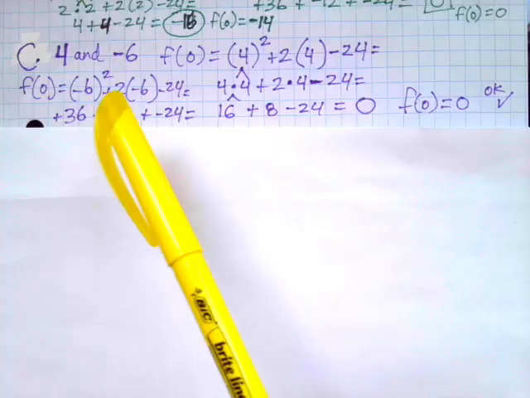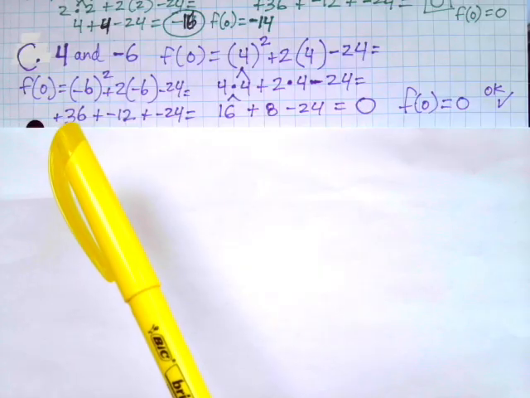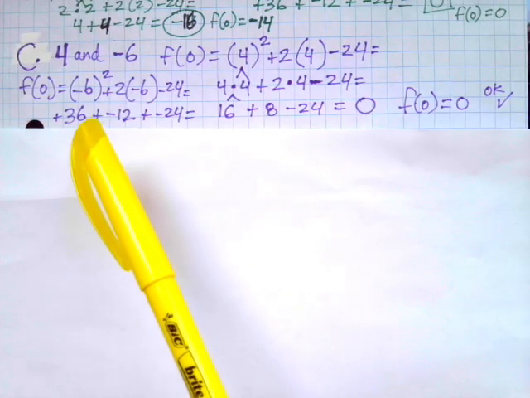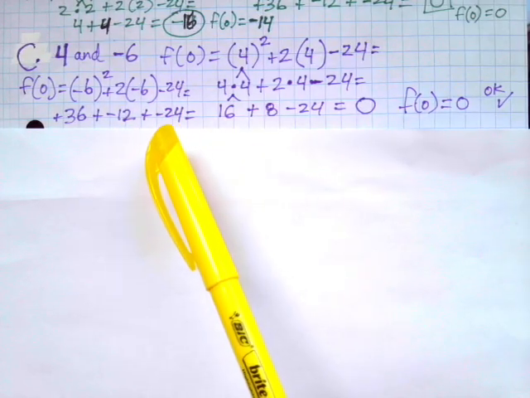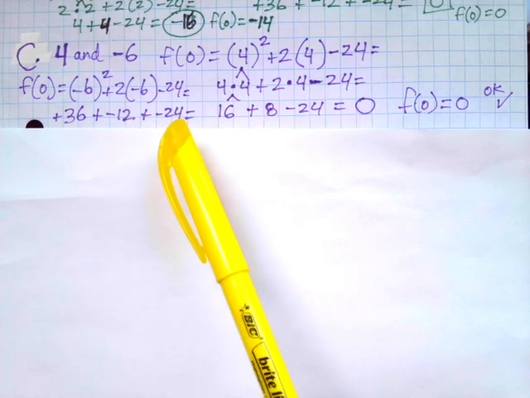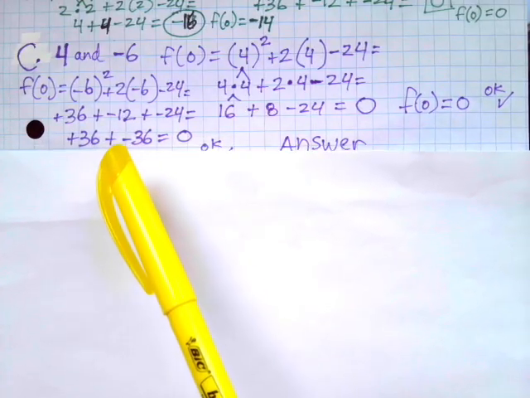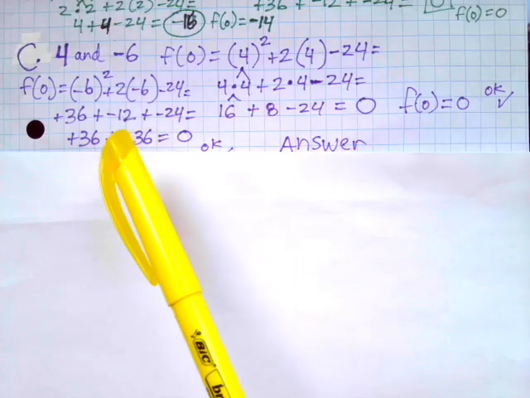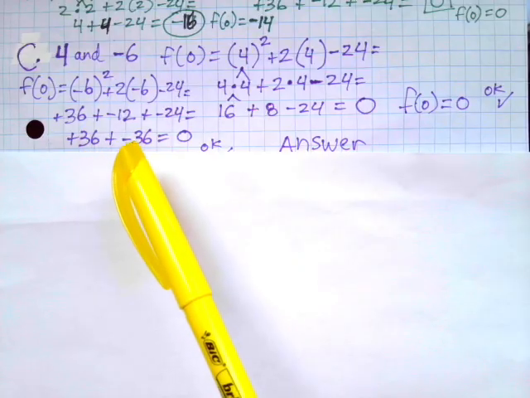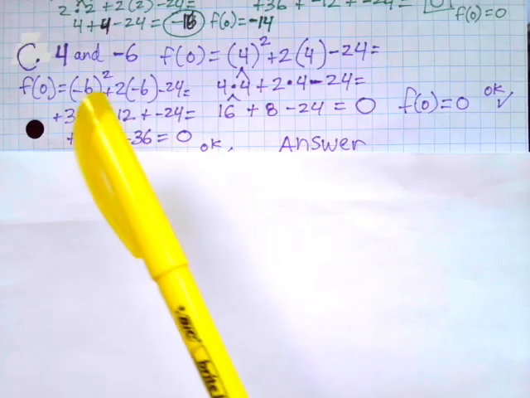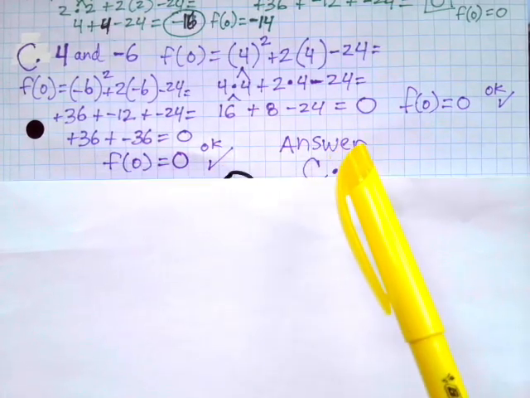So I'm going to substitute -6 everywhere there's an x value. -6 squared is -6 times -6, which is a positive 36. 2 times a -6 is a -12. I'm going to bring down that -24. -12 plus a -24 is... excuse me, let me rephrase that. -12 plus a -24 is a -36. So a positive 36 plus a -36 gives me 0. Is the function equal to 0? That checks out as well. That is my answer, C.